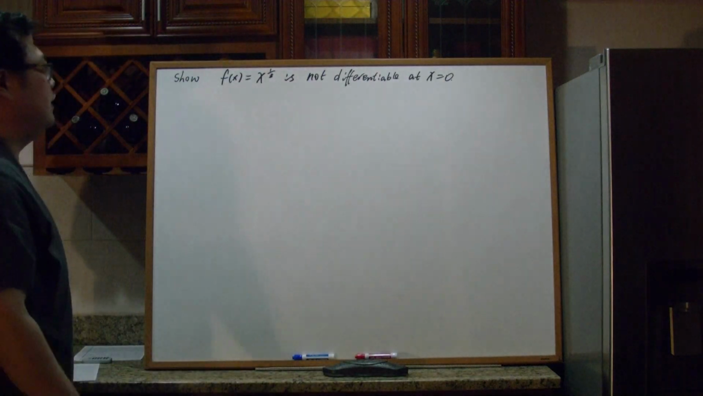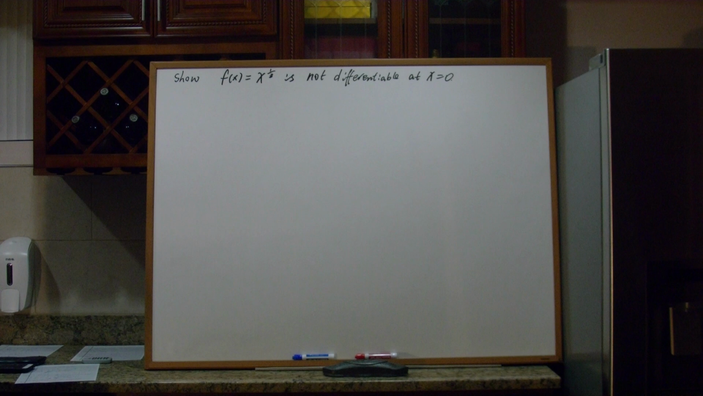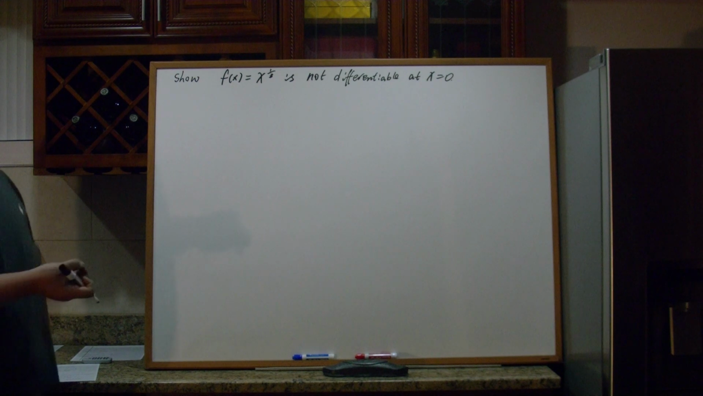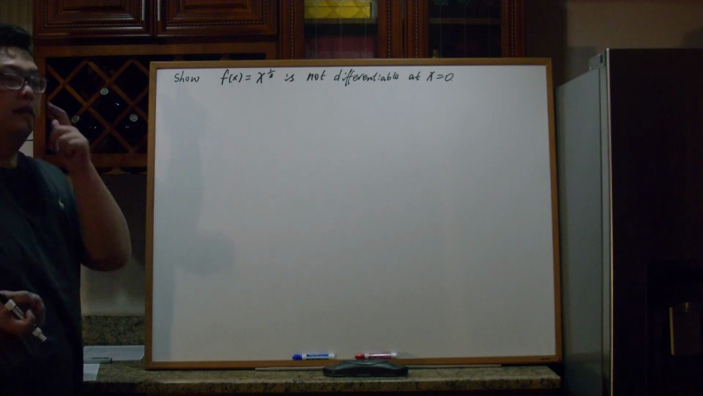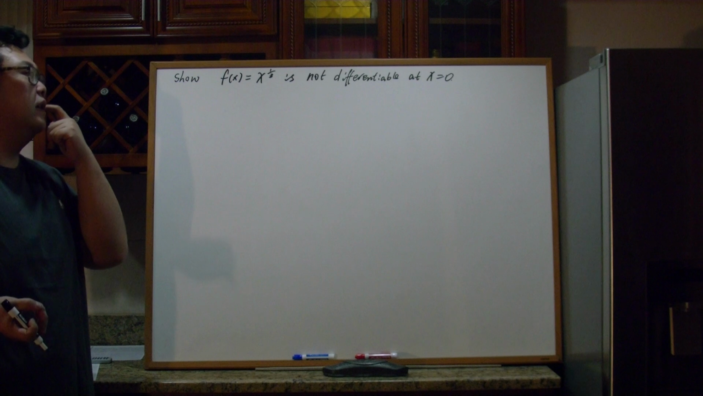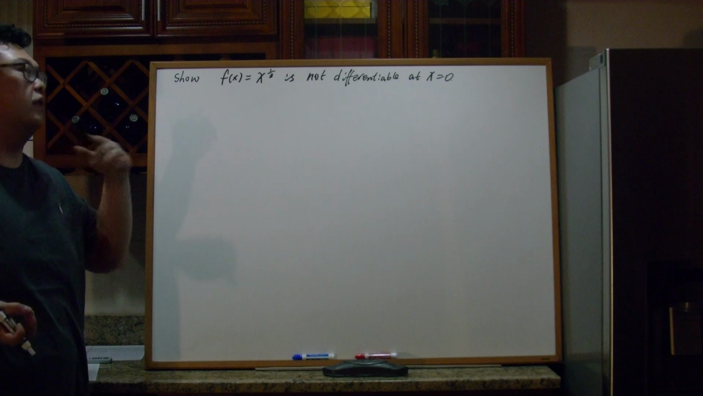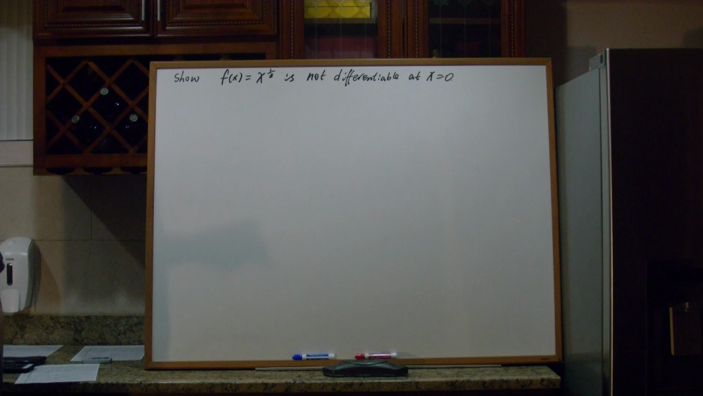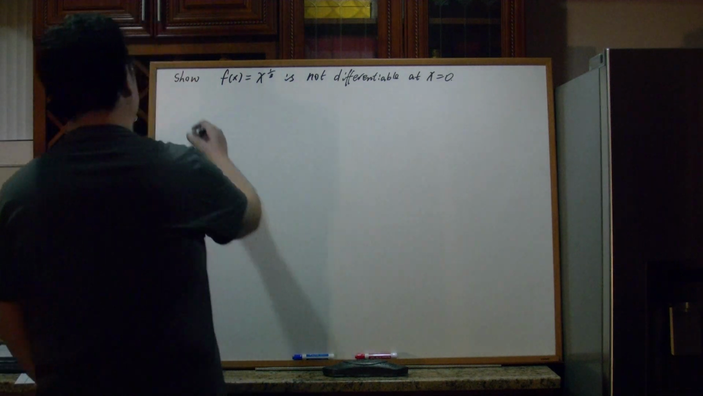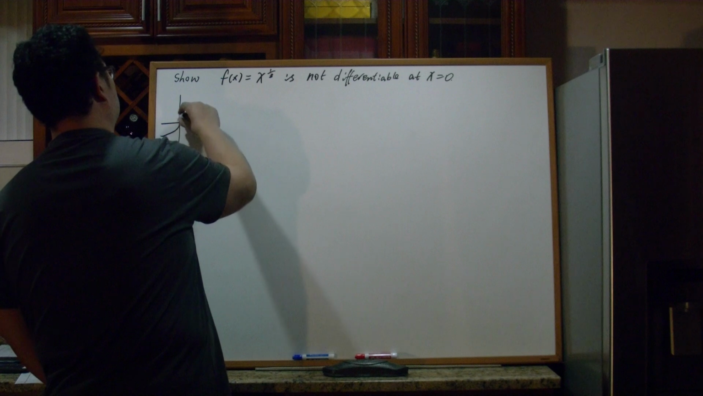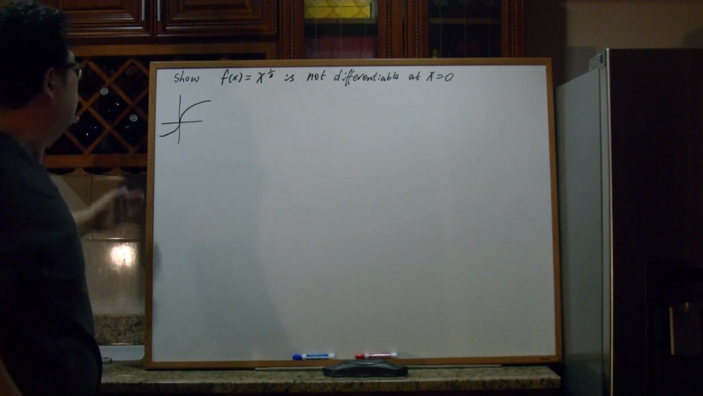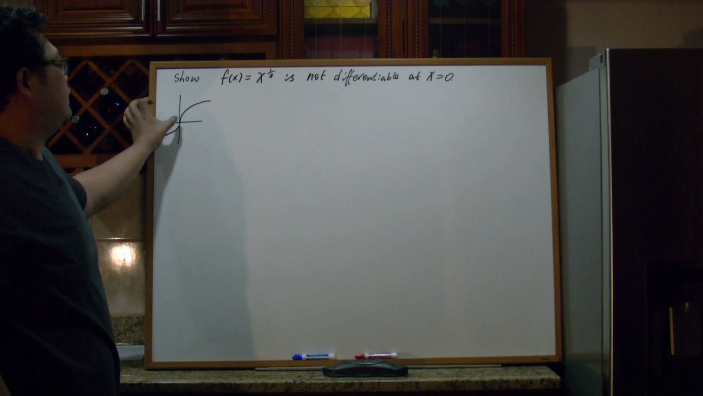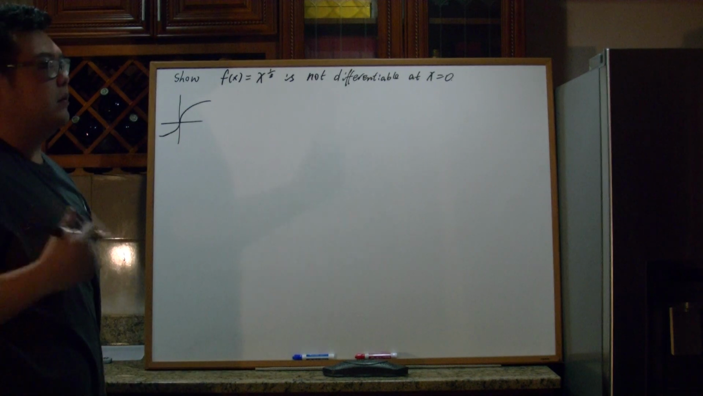X to the 1/3 is a cube root of x, and every odd radical of any variable is defined everywhere. Here we have the cube root of x, which is defined at 0. 0 to the 1/3 is the cube root of 0, which is 0, but we want to show that it is not differentiable at x equals 0. It looks like it's smoothly continuous, with no sudden change at 0, but let's see what actually happens.